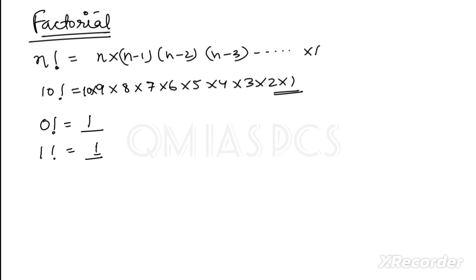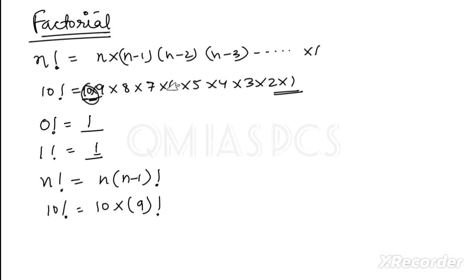n factorial is equal to n multiplied by n minus 1 factorial. Like if I say 10 factorial is equal to 10 multiplied by 9 factorial. Here if you see, this is 10, and this is actually 9 factorial. So that's why 10 factorial means 10 multiplied by 9 factorial, or n factorial is equal to n multiplied by n minus 1 factorial. This is a very important result you can use while solving questions. That's why I was giving these concepts.